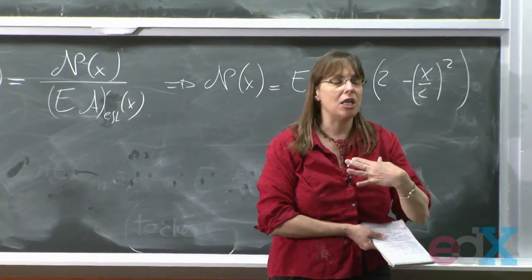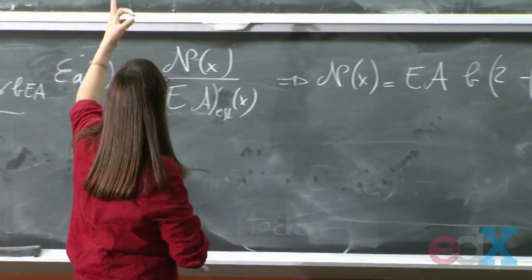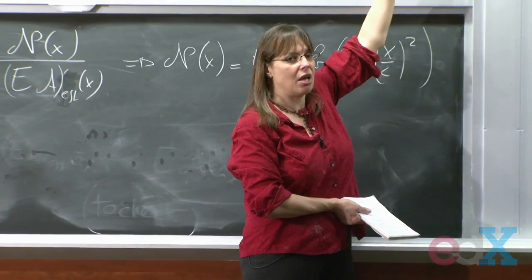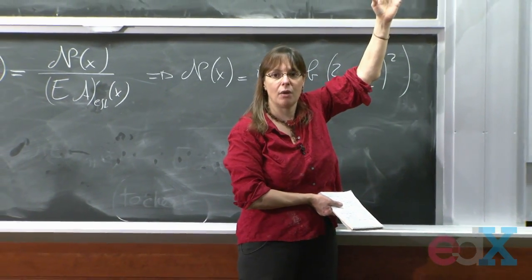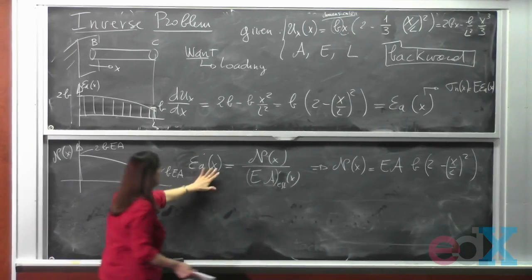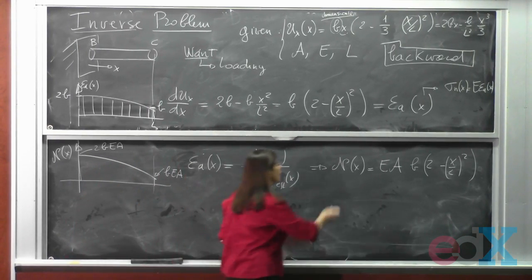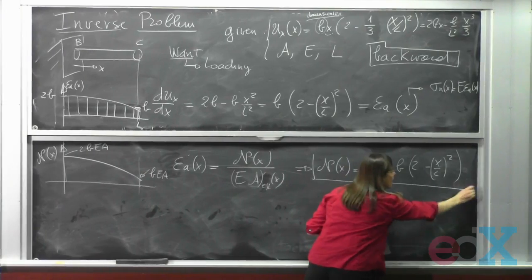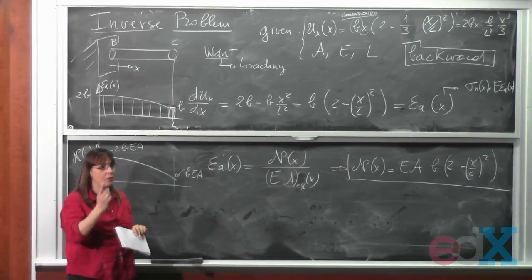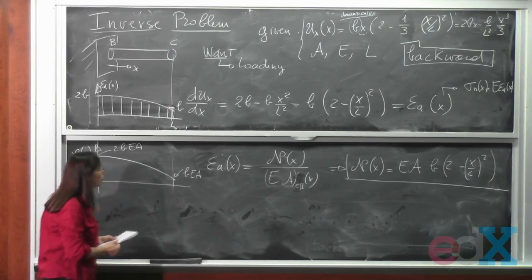Okay? In this particular problem, because my final destination is the loading, I don't even need to go through the sigma n, because I really am not interested in the stress in this problem. I'm interested in what is loading the bar. So I can directly go through this step over here and find directly my axial force resultant. Okay? So that was good. All right, what do I do with n of x?